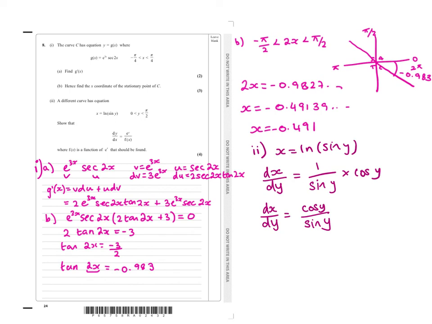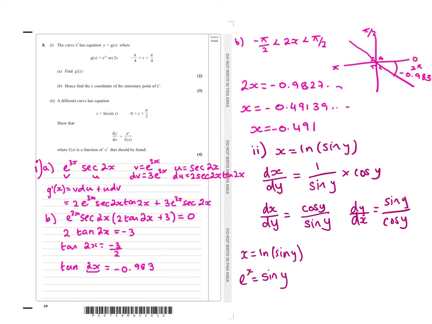So we know that we've got cos y over sine y. So we know that dy by dx is 1 over that, which is sine y over cos y. Now we have a sine y in the original equation, so if we rearrange this, we get x equals ln of sine y. To get rid of the ln, we're going to e both sides, so e to the x equals sine y. So I know I can substitute in sine y in our numerator.